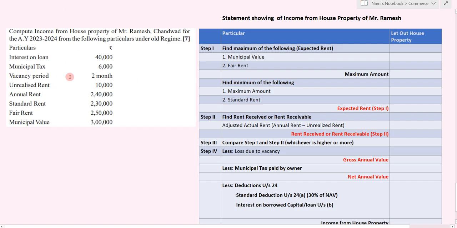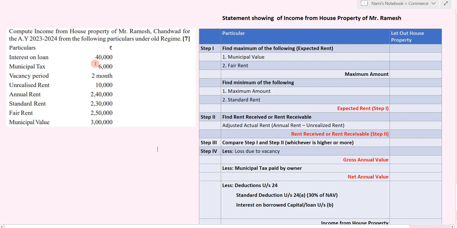The example is: compute income from house property of Mr. Ramesh for the assessment year 2023-2024 from the following particulars under old regime. So we have to compute income from house property for Mr. Ramesh. The assessment year is 2023-2024. Now what are the particulars given?